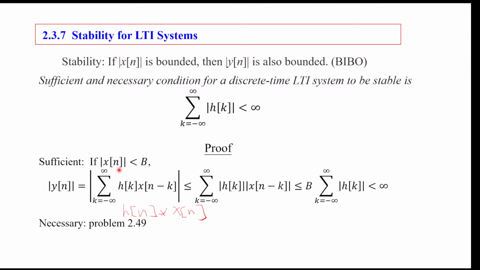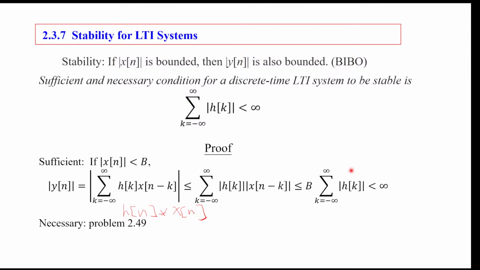Then we use the bounded input condition. We know that the absolute value of every x of n minus k is less than or equal to B. So this is less than or equal to B times the summation of the absolute value of h of k. Finally, we use the absolutely summable condition. We know this is a finite value, and a finite value times another finite value B is a finite value. So we know the absolute value of every y of n is a finite value.